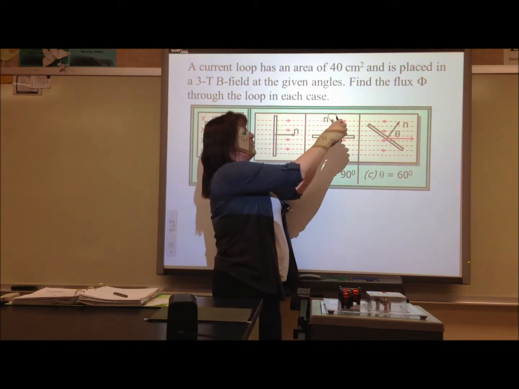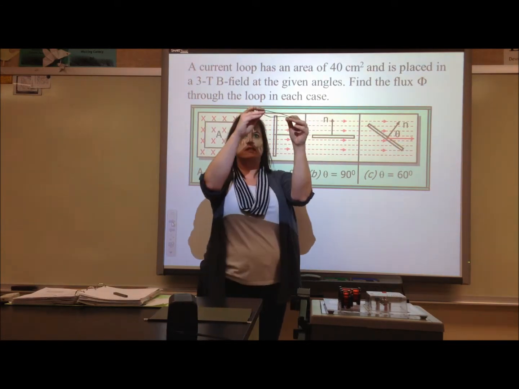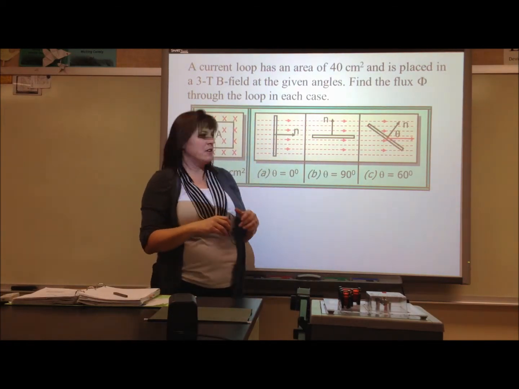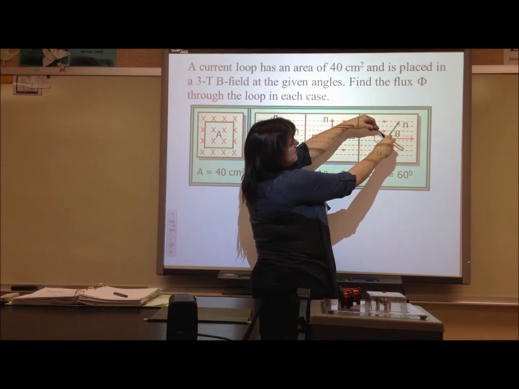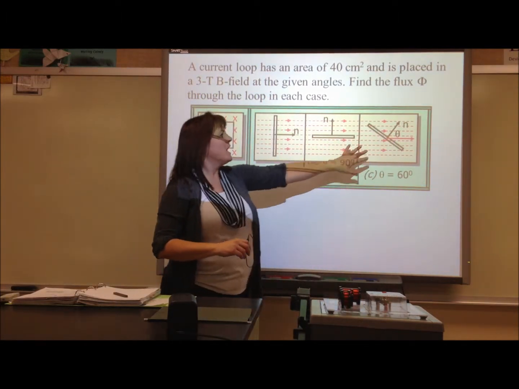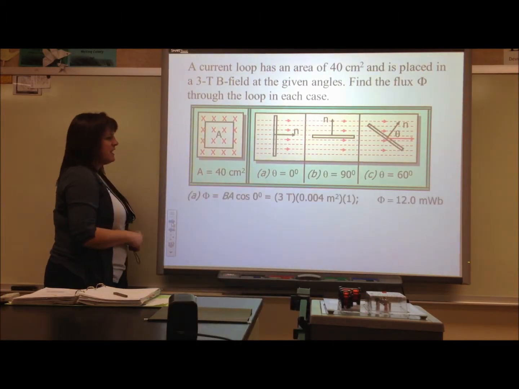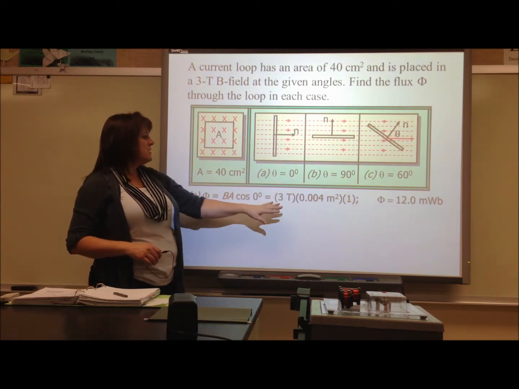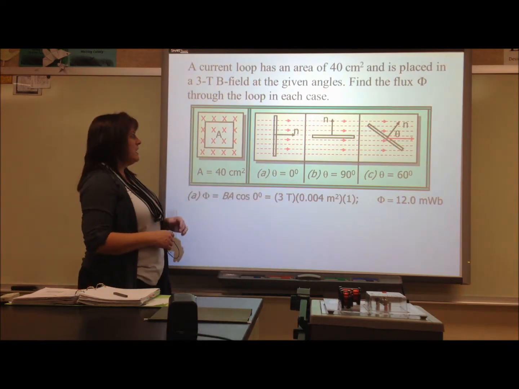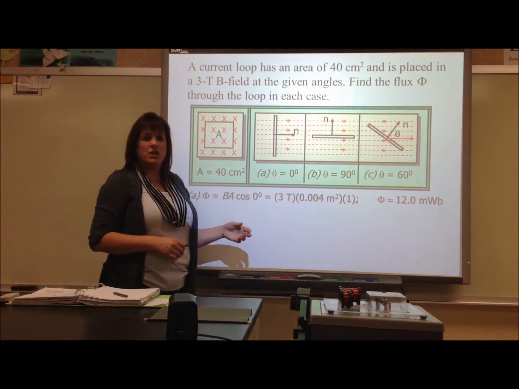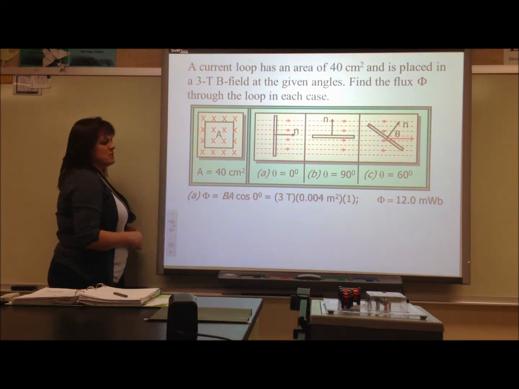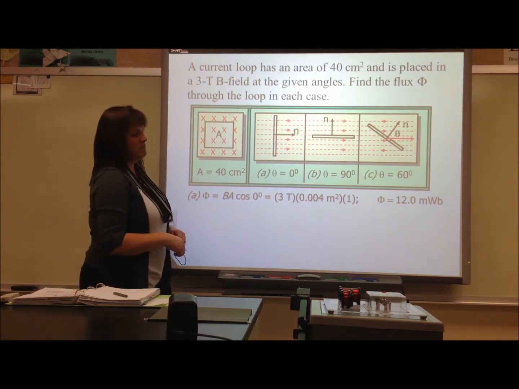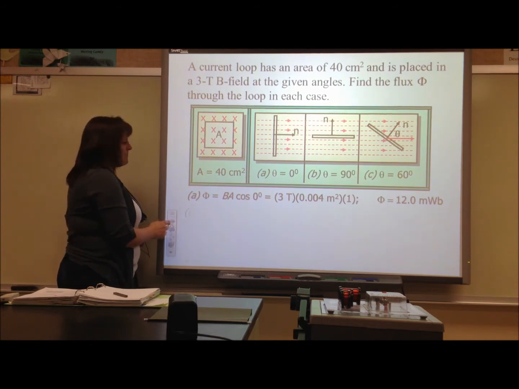angle 0. What about here? In this scenario, I have no magnetic flux. Cosine of 90 is 0. Here, I don't have all of my magnetic field like I did before, but I still have some flux. When we go to calculate, in my first scenario, B A cosine theta, the cosine of 0 is just 1, so I just take 3 and multiply by the area. Of course, that's 40 centimeters squared. Make sure you convert appropriately. That would be 0.004 meters squared. So that's 12 milliwebers. Milliweber, that's a whole unit.